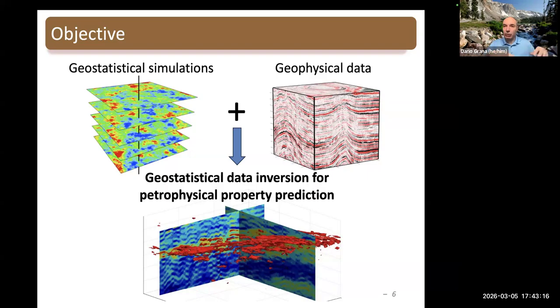a spatial model where at each location in each of these cells, we assign a value of the rock and fluid properties that we're interested in: porosity, permeability, fluid volumes, mineral volumes, and so on and so forth. So this process is often referred to as geostatistical inversion. Geostatistical because we start with a set of geostatistical simulations, and then inversion because we update them or optimize them based on the geophysical data that we actually measure.